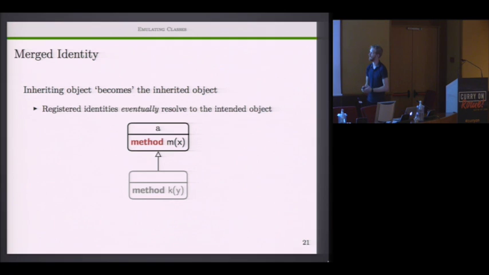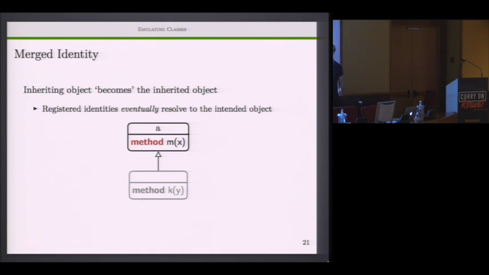So, under merged identity, the idea is that the inheriting object becomes the inherited object. It essentially steals the identity of the object it's going to inherit from. And the idea is that you still have this registration problem where you save the wrong object, but after the inheritance occurs, that's alright, because the inherited object steals that identity, and it essentially replaces itself in all of the cases where we've saved it.